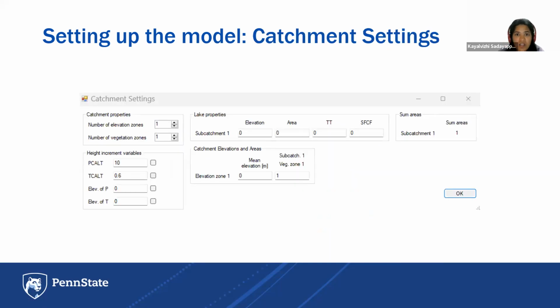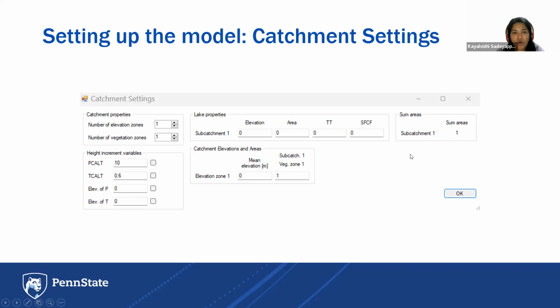Coming to the catchment setting, HBV Lite model can simulate different vegetation and elevation zones in its subcatchment. However, currently the BioRT model can only simulate one zone. Therefore, we are going to keep the number of elevation zones and vegetation zones as one.